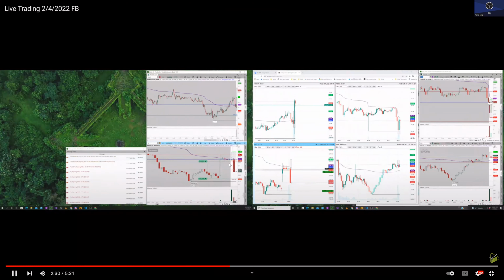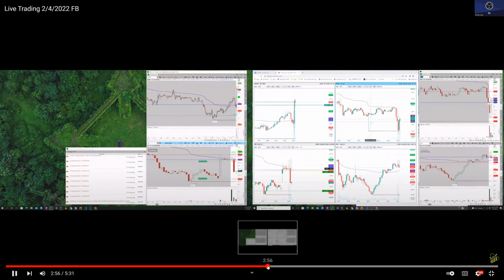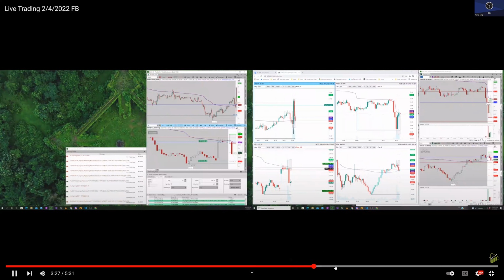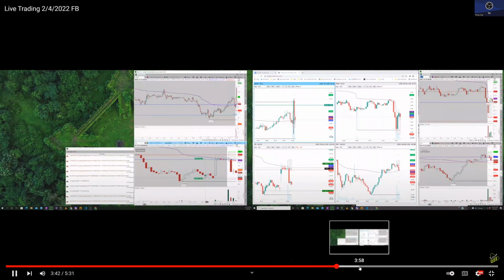At this time, I only have one position left, so I moved down my stop so at least I don't lose money. My stop right now is below my entry, so I will not lose money at all on this trade. Then I just waited for it to hit my price target, and eventually you can see it hits. It made a small pullback, and then it hits.